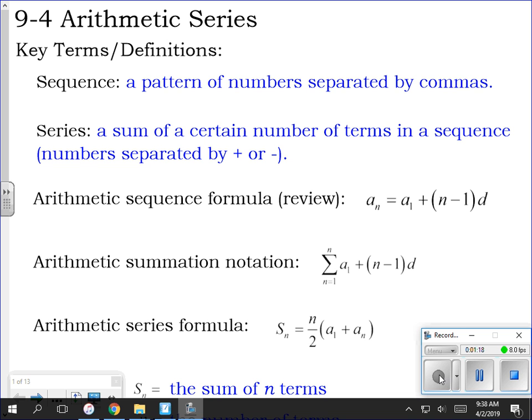We've done the arithmetic sequence formula. We will be using it again today. Significantly, we'll be looking for particular terms and term numbers, so we can use the other two formulas.